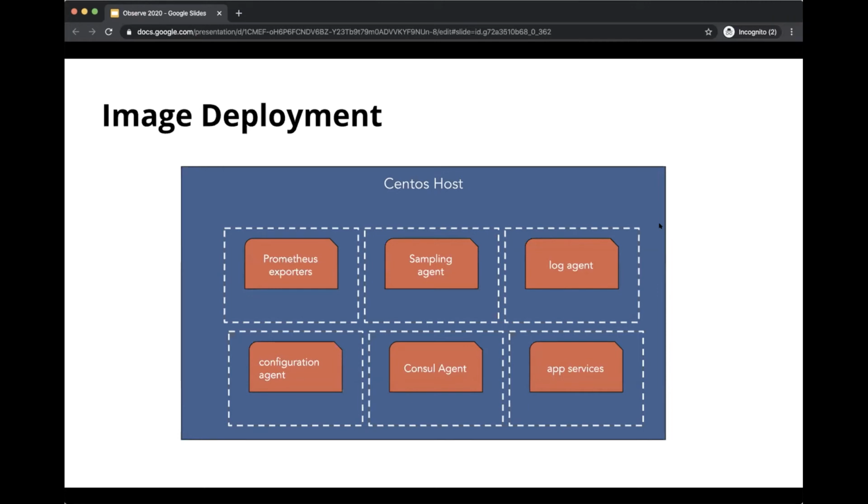And then a sampling agent, if we add a label to this image that we need sampling enabled on this host, because for infrastructure, we might get a lot of vendor products that might not necessarily support sampling right away. Of course, the log agents to forward logs off the host, a configuration agent that runs to keep configuration in place for us. And then our Consul agent will be used for service discovery and any applications that we have running on this service.